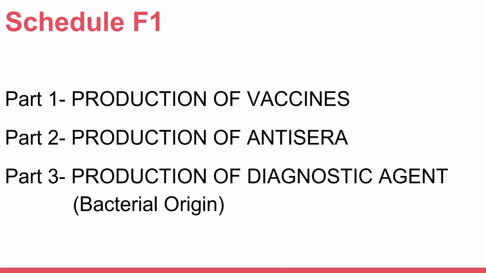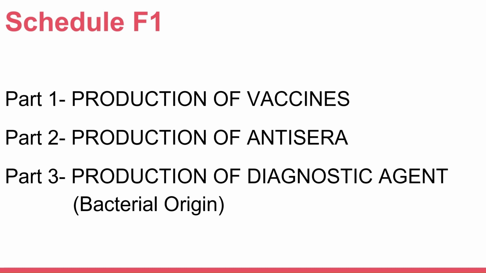That is blood bank and stem cells. Blood bank BB, stem cells SS. Both are mentioned in Schedule F. F is for fast. From these tricks, you can remember Schedule F easily.